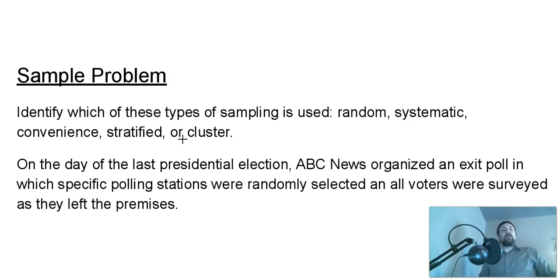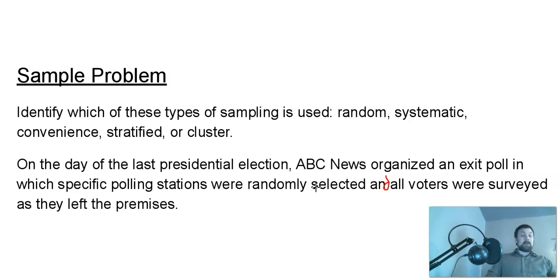Identify which of these types of sampling is used. This is kind of what we did before with systematic. So here are our choices: random, systematic, convenience, stratified, or cluster. On the day of the last presidential election, ABC News organized an exit poll in which specific polling stations were randomly selected and, typo here, sorry about that, it should be an "and," all voters were surveyed as they left the premises.